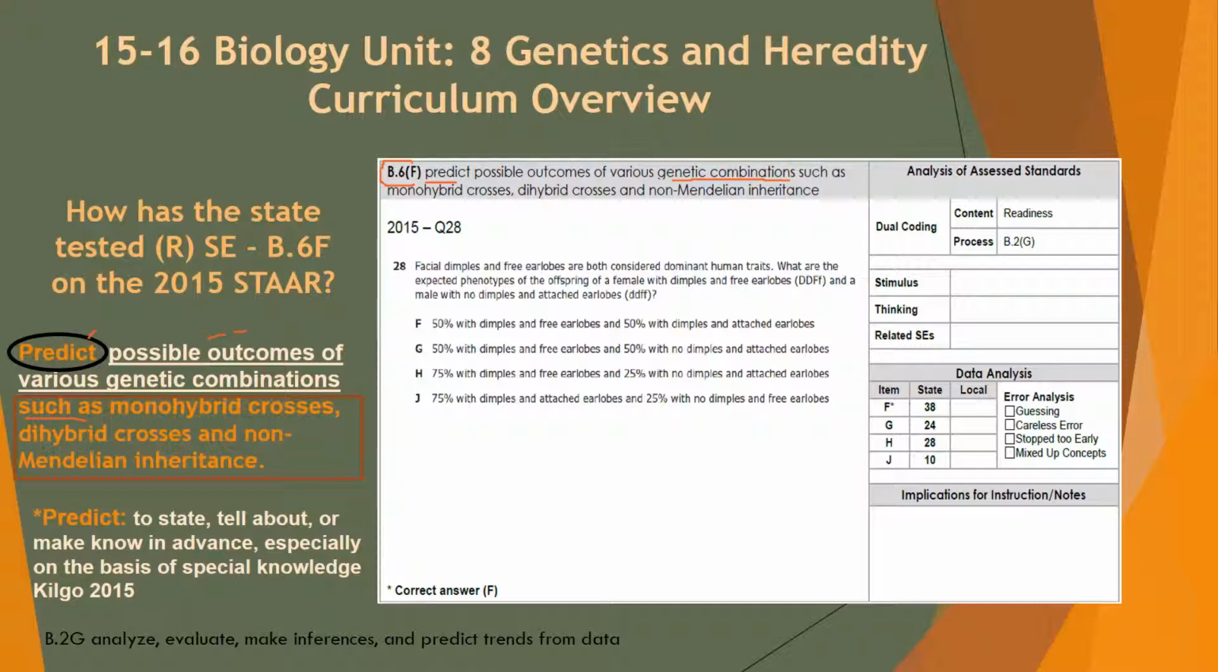And so here in the question, this is a dihybrid question. It's focusing on 2 traits, dimples and earlobes. And so the students will have to do what exactly it says to predict trends. That's why this is a dual coded question for 2G. And 2G is analyze, evaluate, make inferences, and predict trends from data. And we want to be sure that we're having the students practice and experience predicting and understanding how to analyze and determine what those trends are from questions.